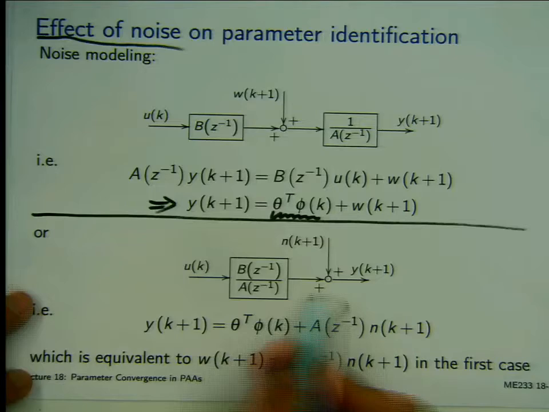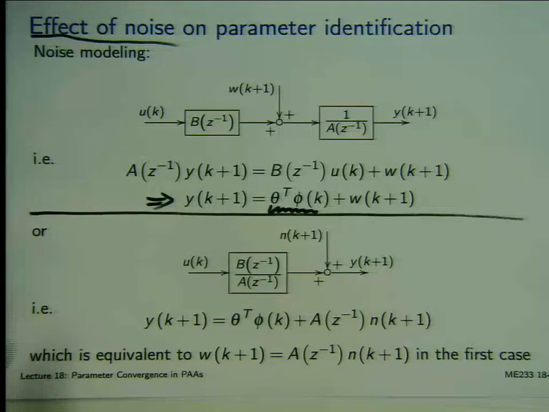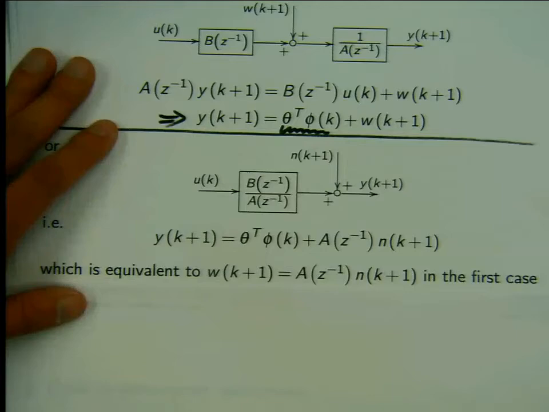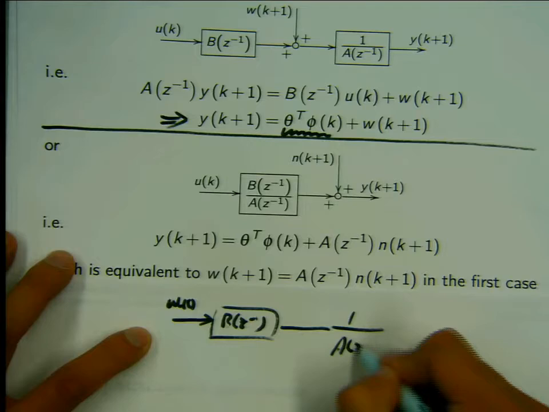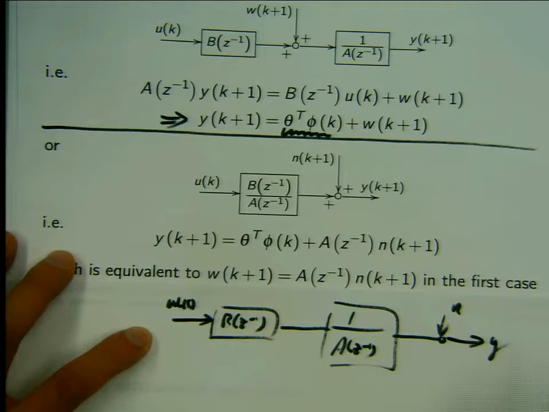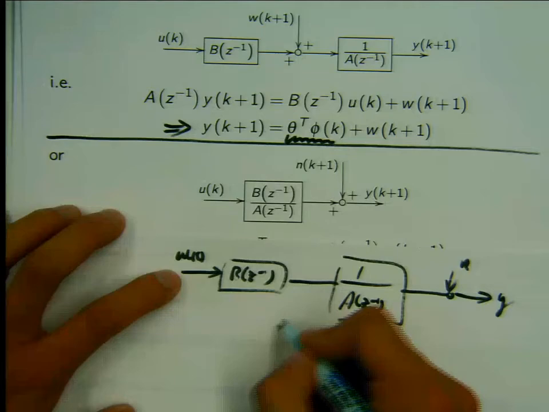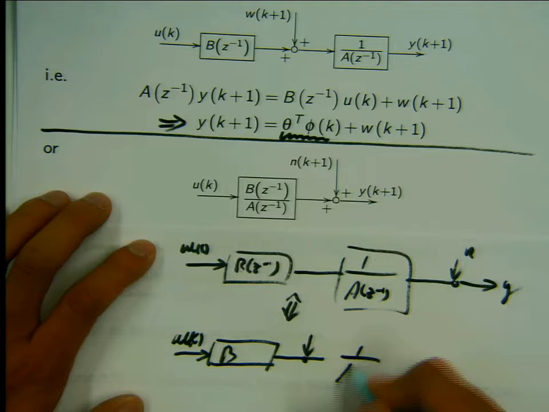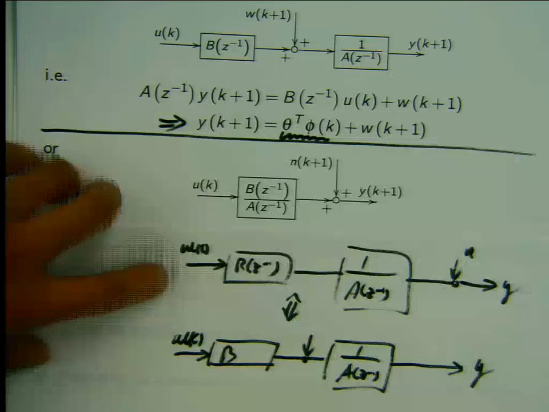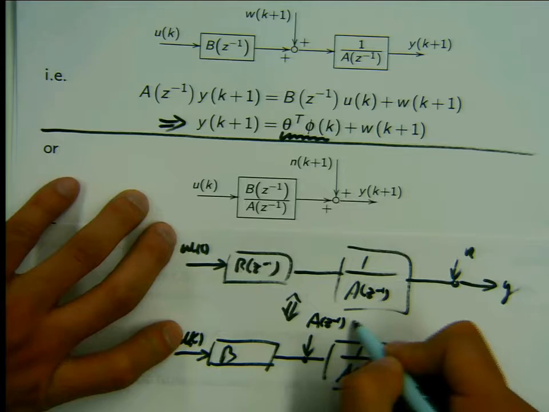If the noise goes into the system as an output noise, then we are going to have the second result, which you see is exactly equivalent to UK B(z^-1) over A(z^-1) plus N, Y. So this is equivalent to UK B, then I have something here, Y. If you do the algebra, then you will see this is what's going to happen.